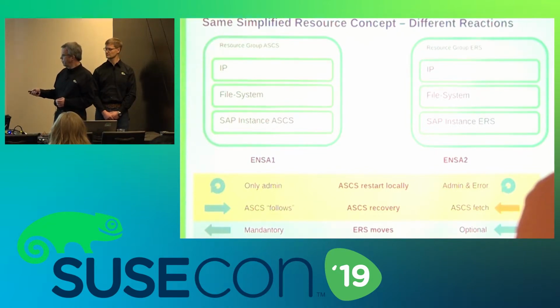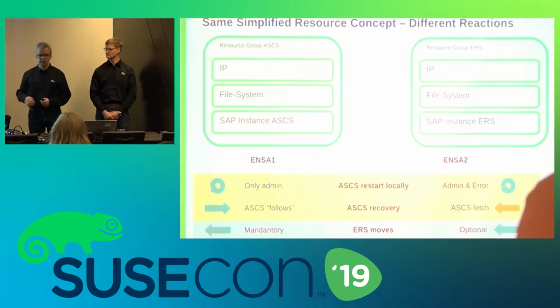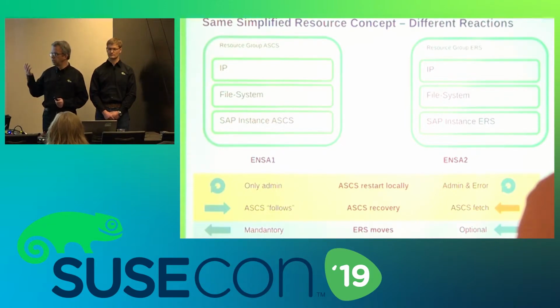With ENSA 2 you now have the possibility to restart either on administration or on error, because if the node is still available, the cluster first tries to start up the ASCS. It's the fastest solution not to move, and only if this fails, the second escalation step would be to move over to a different node.